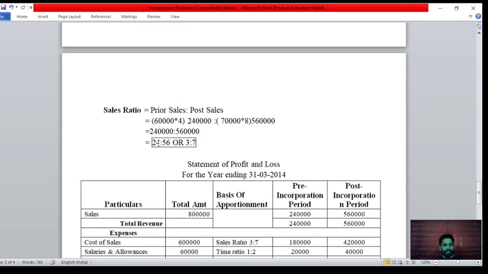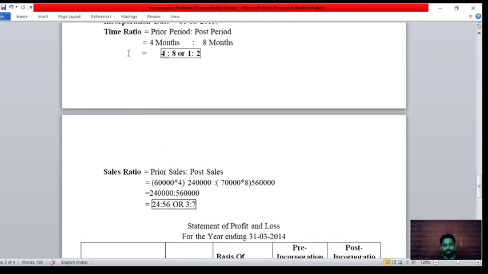Okay, 8 3s are 24, 8 7s are 56. So this is like this. We have to calculate the ratios. If it is not getting common factors, then as it is we have to take 24 is to 56. For the other figures, for this figure the common factor is 8. So now like this you have to calculate the sales ratio and the time ratio.